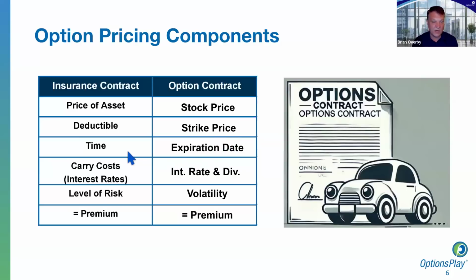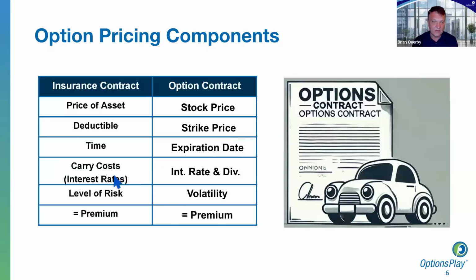Now, time is money, as Mama always said, time is money. A 6-month policy is going to cost you less than a 1-year policy on your car insurance. There's a plethora of different expirations in this day and age on option contracts, but bottom line is time costs money. The further you go out, the more expensive your option contract is going to be.